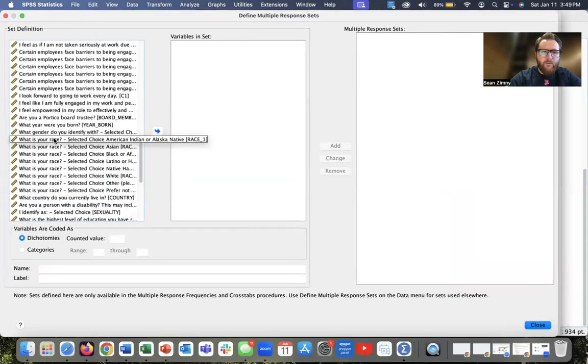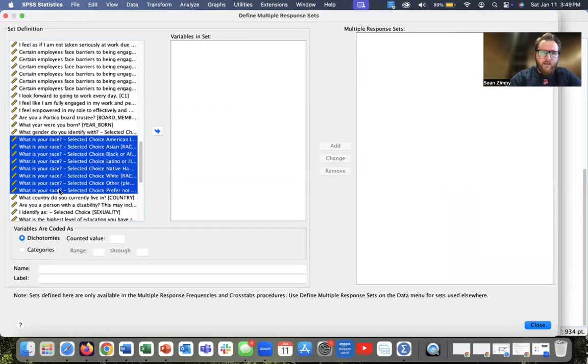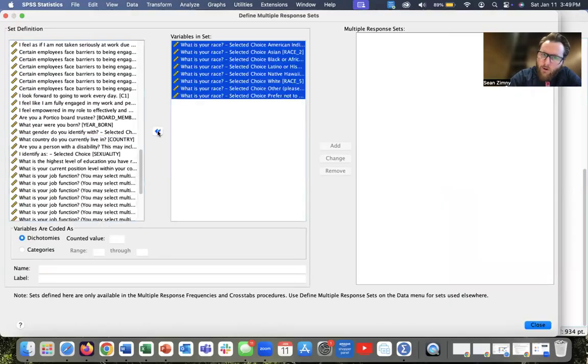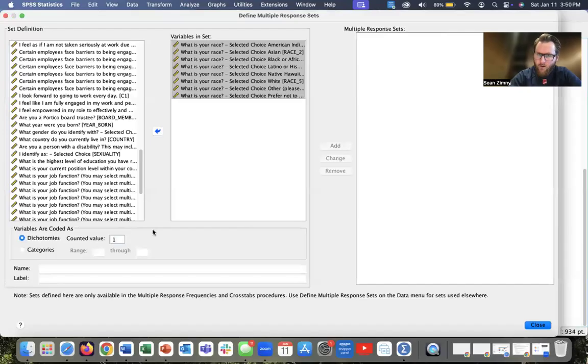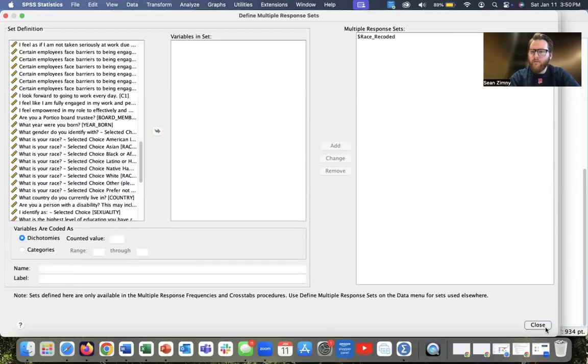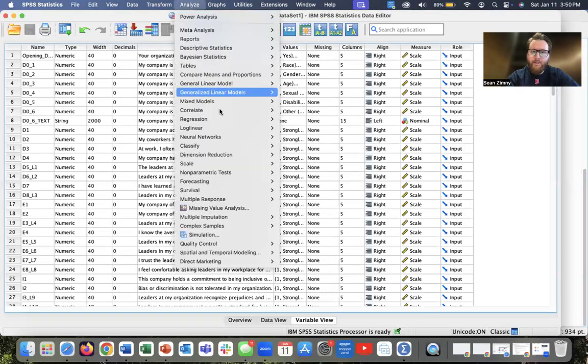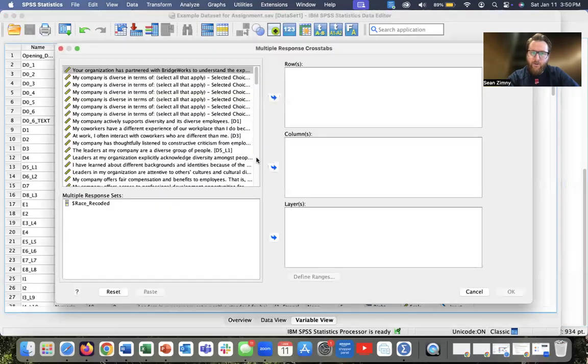So you scroll all the way down, you see what is your race. Select all of those. Click them over in Variables in Set. We're going to click Dichotomies, count value as 1. Name it something like race recoded on both the name and label. Now we're going to click Add, Close, go back up to Analyze, down to Multiple Responses. Let's run a crosstab with race now.